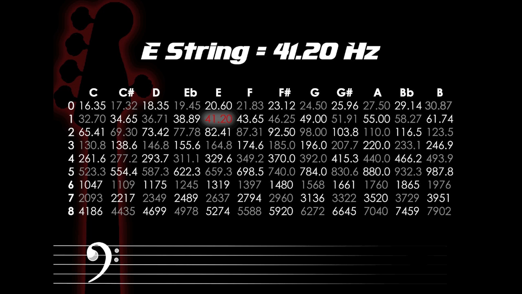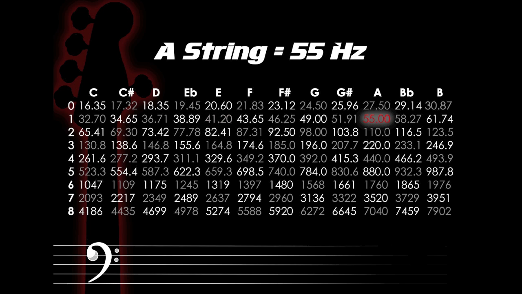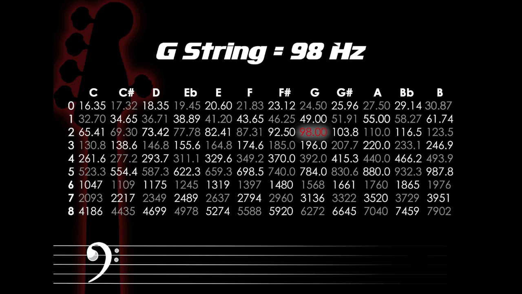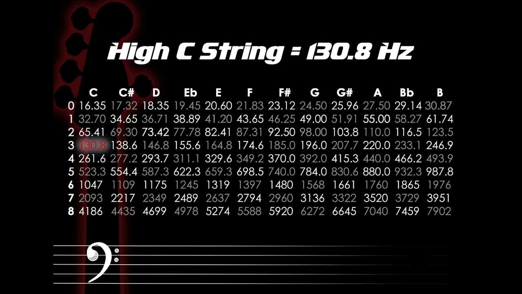The A string resounds at a nice round 55 Hz. You should see in front of you that this is commonly known as pitch A1. The D string, again highlighted in front of you, is 73.42 Hz. Moving on to the G string, a nice round 98 Hz, an easy one to remember. And for those of you with a 6-string bass, your high C string. This resounds at 130.8 Hz, also commonly known as C3.